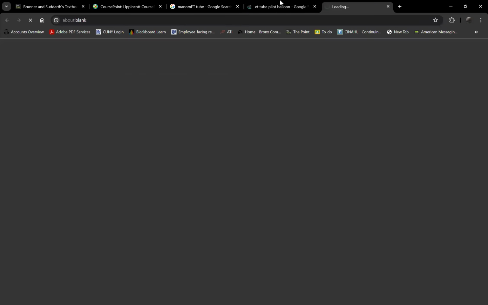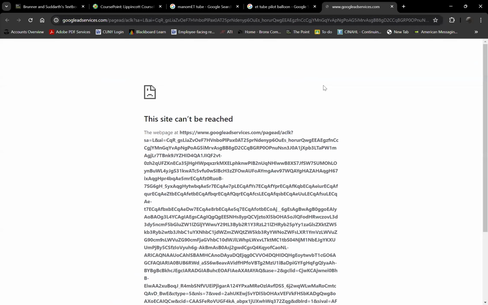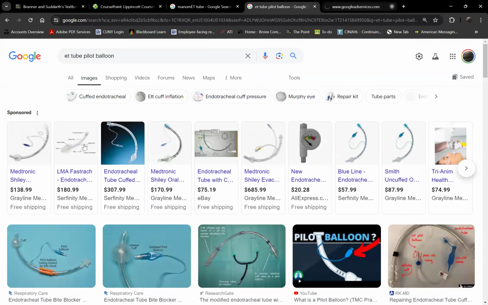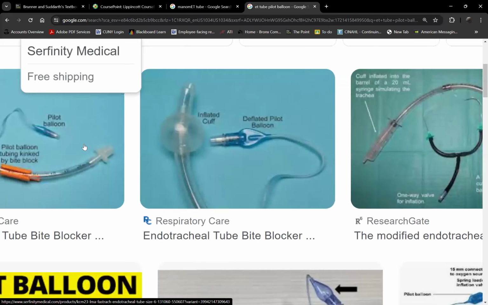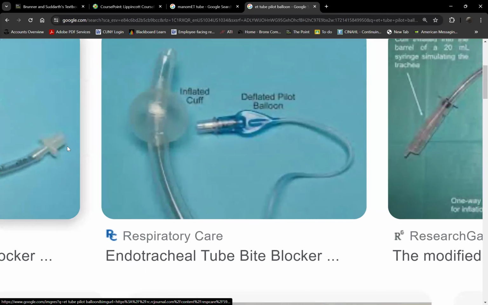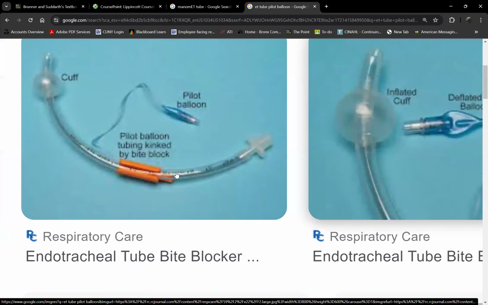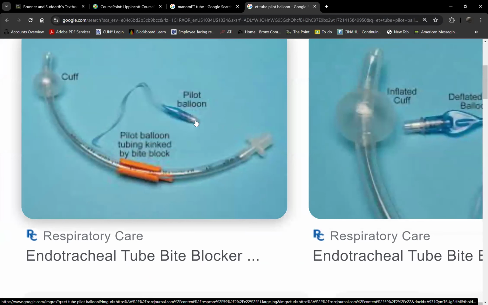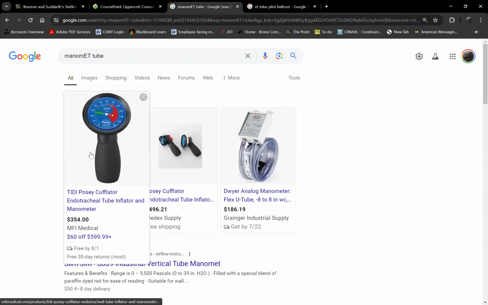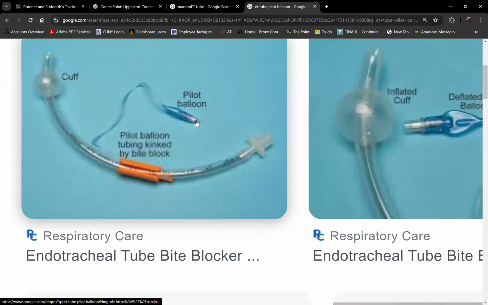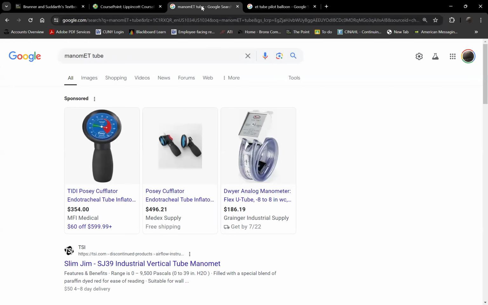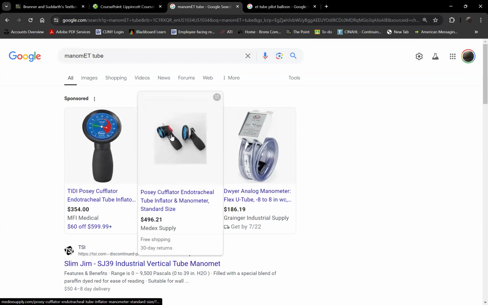Okay, so our ET tubes look like this. Okay, so you see these pictures? That's the ET tube. If the cuff is inflated, the pilot balloon will also be inflated. This is the pilot balloon. So you attach the manometer to the pilot balloon and then press the trigger. Here's the trigger. You press the trigger and it will give you a pressure reading.